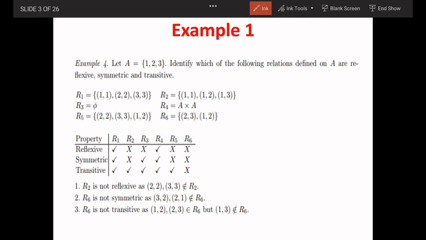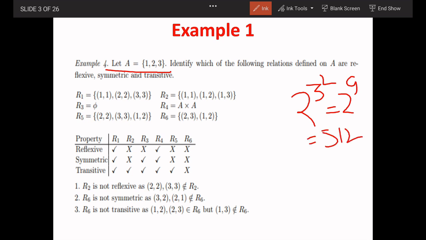So already we have solved a total of 16 questions. Okay, now again I will solve one question. So this time in my set a total of 3 elements are here. So the total number of elements is 3, means 2 to the power n squared, means 3 squared, 3 times 3 is 9, 2 to the power 9, which is equal to a total of 512 relations.